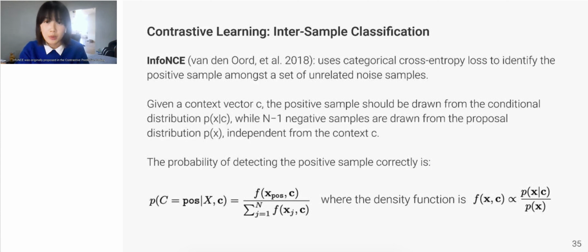InfoNCE was originally proposed in the contrastive predictive coding paper to model audio signals. It uses the categorical cross entropy loss to identify the positive sample among a set of unrelated noise samples, with consideration of a sample distribution conditioned on a context vector C. Given a context vector C, the positive sample should be drawn from the conditioned distribution p(x|c), while n minus one negative samples are drawn from the proposal distribution p(x), independent from the context C. The probability of detecting the positive sample correctly is as shown on the slides.